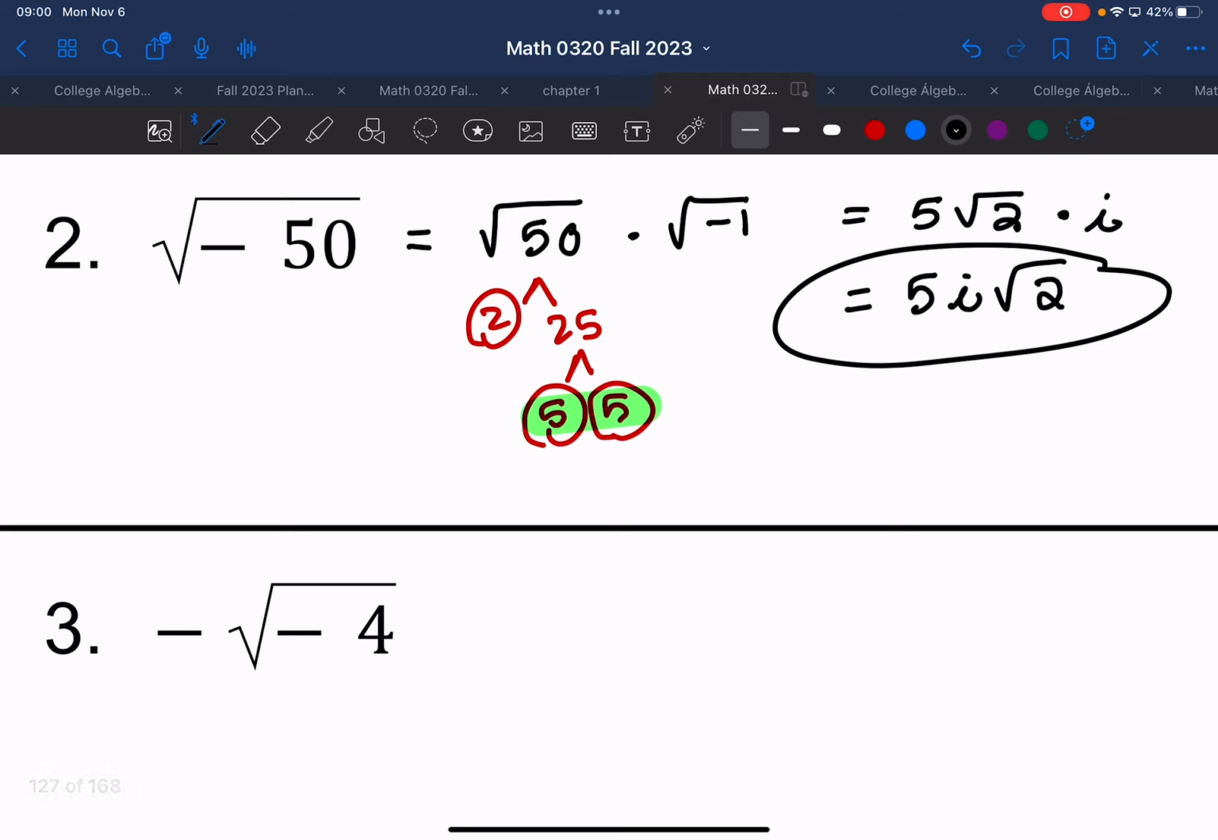Okay, so we already learned how to simplify square roots. We are just adding the concept of imaginary numbers.